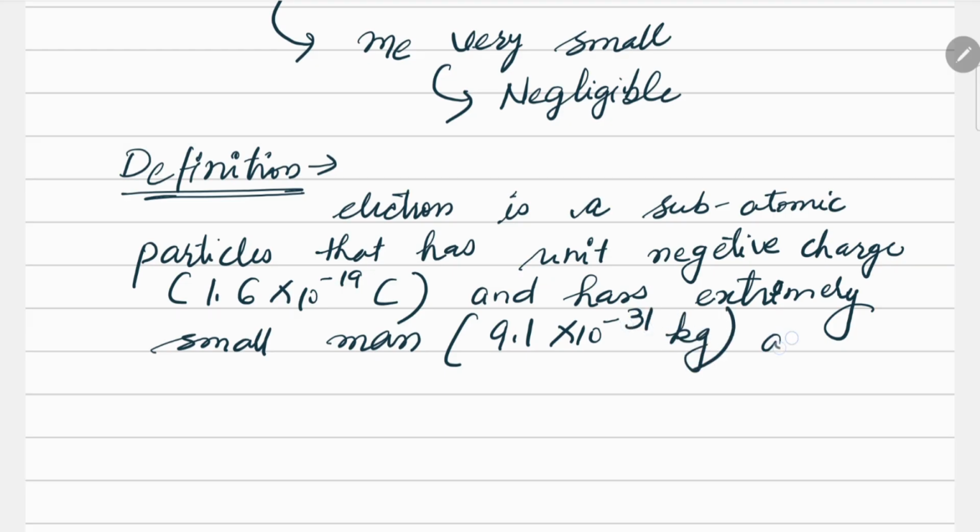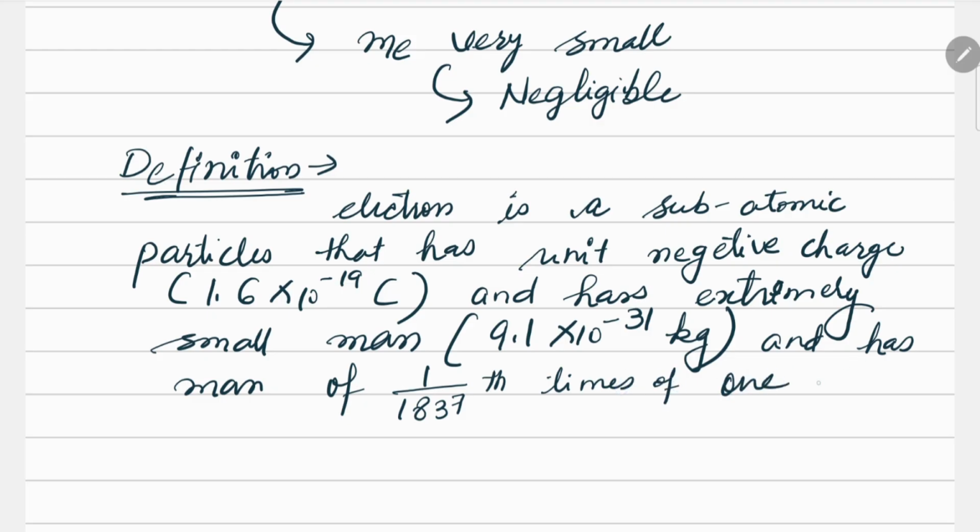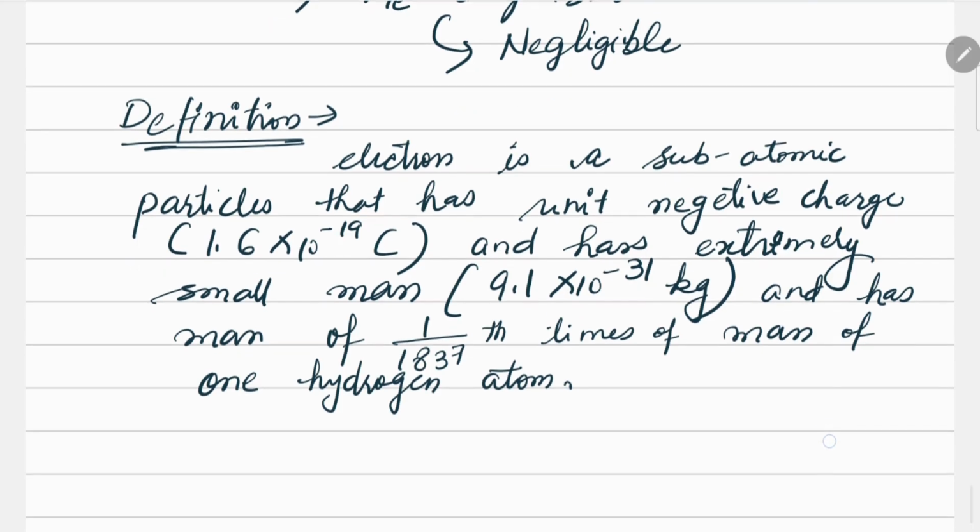and has a mass of 1 divided by 1837 times that of 1 hydrogen atom, or you can say 1/1837 times the mass of 1 hydrogen atom. Okay, so this is the scientific definition of an electron.